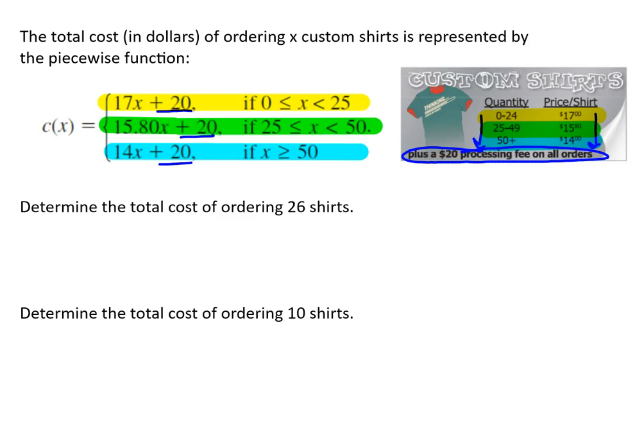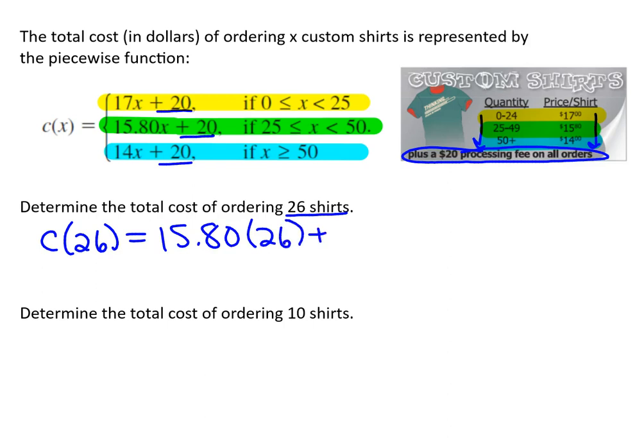Then if you want to determine how much it's going to cost you, what if you want to order 26 shirts? Then you're going to decide which one of those, and it looks like 26 falls in the green. It's more than 25 and less than 50. So we'll use the cost of 26 shirts is equal to $15.80 times 26 plus 20. And we can calculate that and figure out what the cost would be.